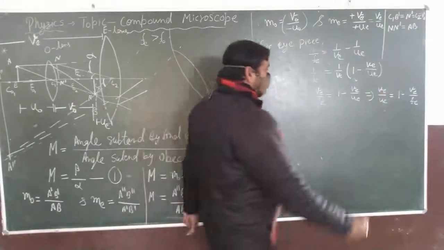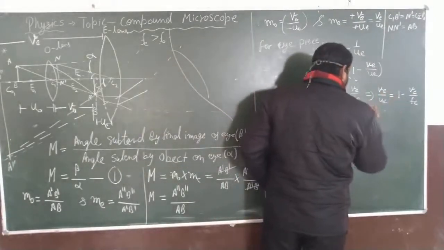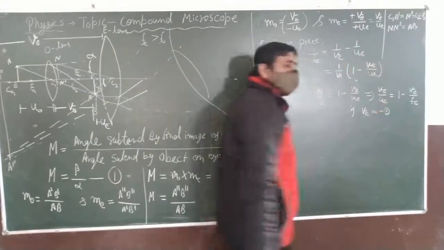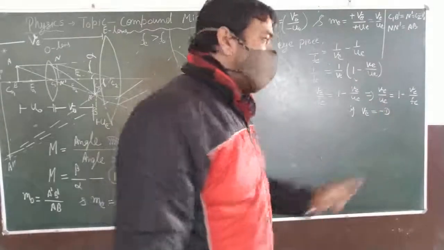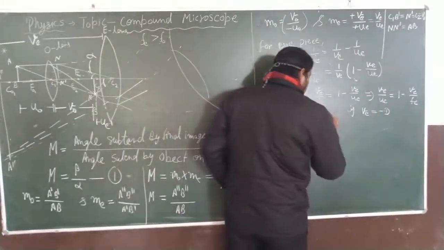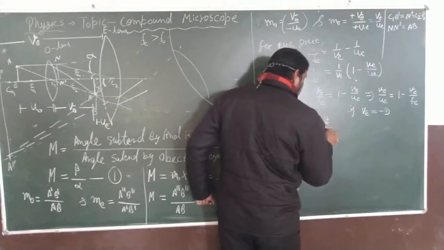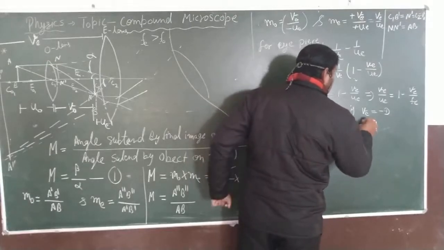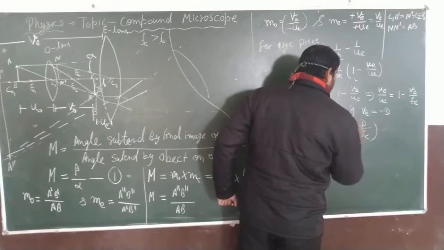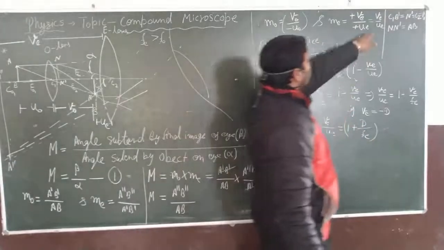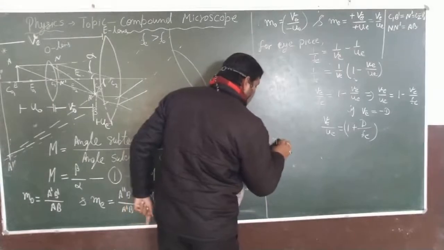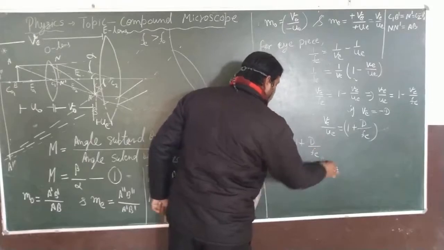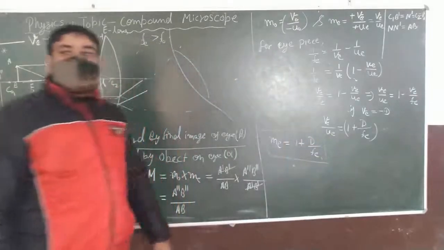Clear? Now, if Ve is equal to minus D, where D is the least distance of clear vision, therefore we get Ve upon Ue is equal to 1 plus D upon Fe. It is clear or not? By using this value, we get the magnification produced by the eyepiece as 1 plus D upon Fe. This is the magnification produced by the eyepiece.